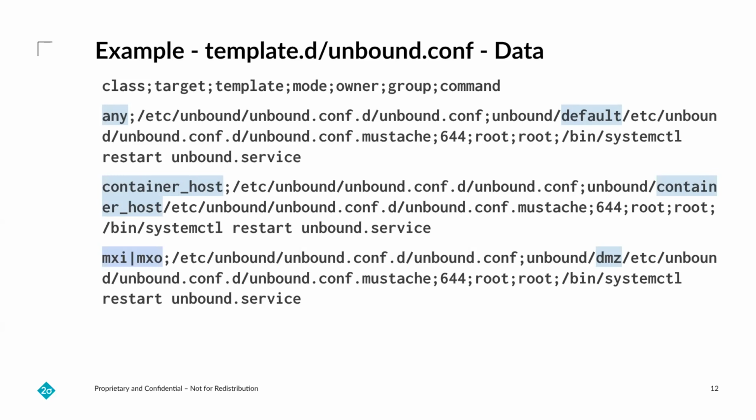We use Unbound as a local caching DNS server on every Linux host. We have a different template for our container hosts, and those are our Kubernetes workers that provide our huge farm of just worker nodes. And then we use a different template for our hosts in the DMZ, which are internal and external mail exchanger hosts. You see there it's MXI, the inbound or outbound MX hosts, and that uses the DMZ configuration.